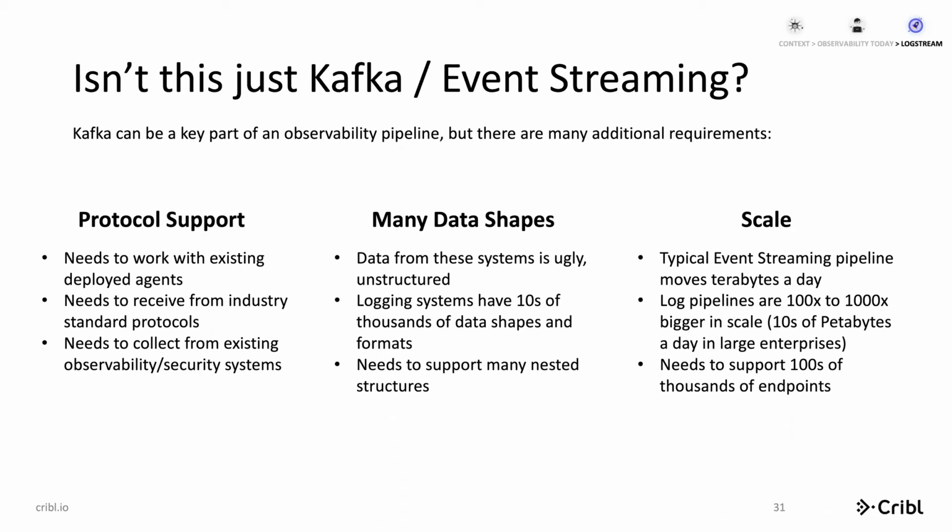The observability pipeline can run on top of or encompass an event streaming platform, but an observability pipeline has a number of properties above and beyond simply reliable data delivery from source to destination. So first is protocol support. I need to work with all of my existing agents. If I have 100,000 Splunk forwarders, if I have 200,000 Elastic Beats agents, I need to be able to use that same data collection infrastructure to service multiple use cases.